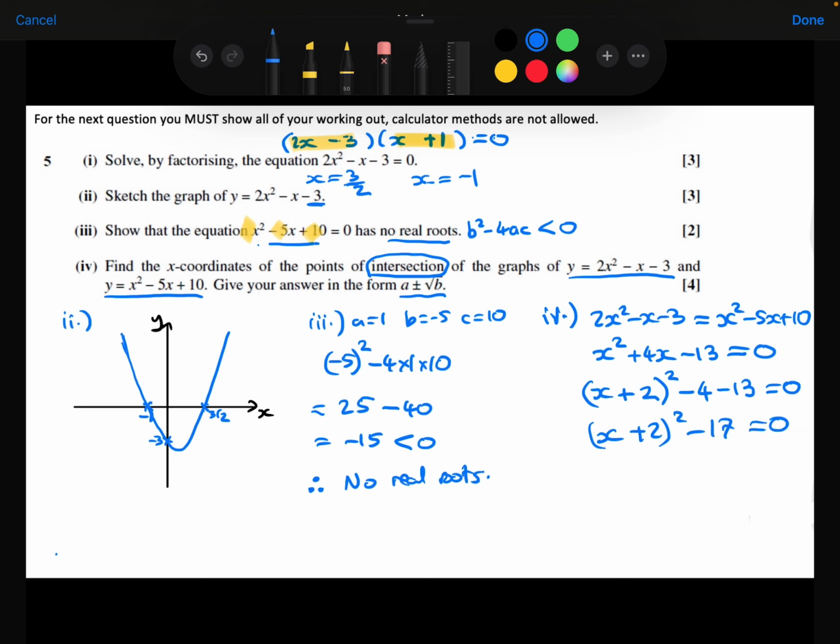And now we're going to rearrange to make x the subject. So I'm going to add the 17 to both sides. I'm then going to square root. So when I square root, I get plus or minus root 17. Now take away the 2 from both sides. So x is minus 2 plus root 17 or minus 2 minus root 17. And these are the x-coordinates of where these two graphs would intersect.